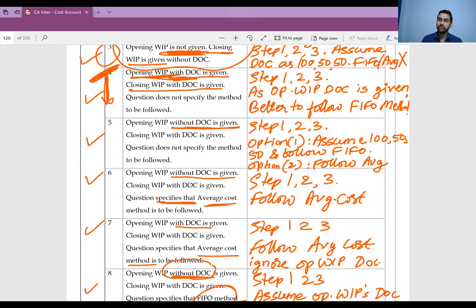You will first classify what type of problem it is. Okay, first you will check opening WIP given. That means I should check whether it is FIFO or average. For FIFO, opening WIP is given with the DOC or without DOC. Okay, it is with the DOC. That means I can do FIFO. Anyhow, let me check in the question. Last line, what are they asking? Last line when I read, they said weighted average cost method. Oh, that means I have to ignore.